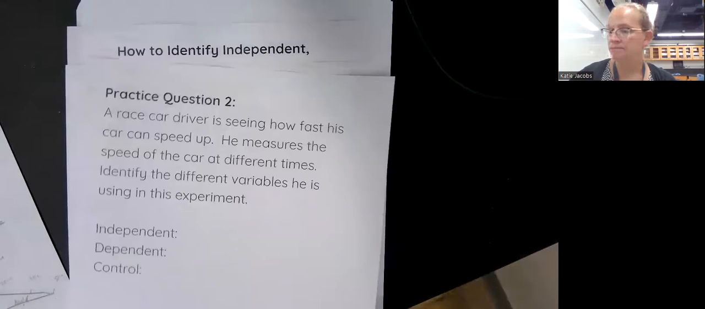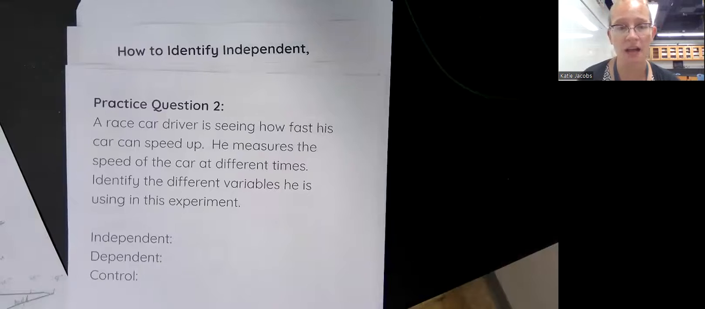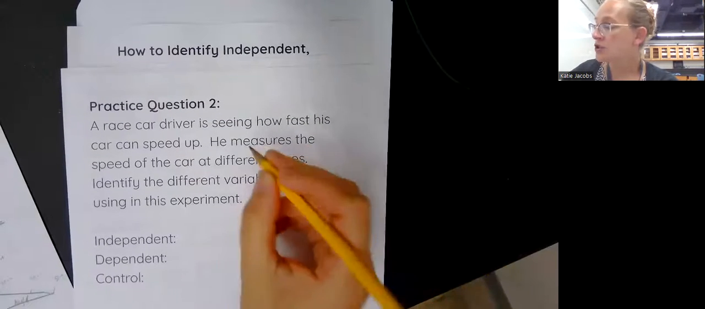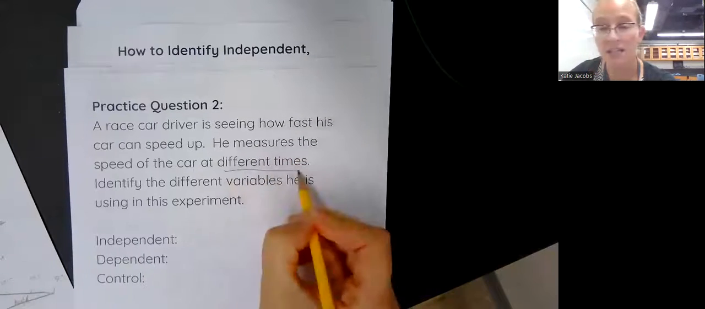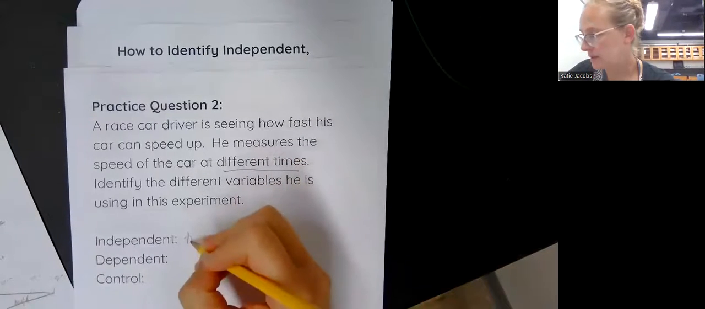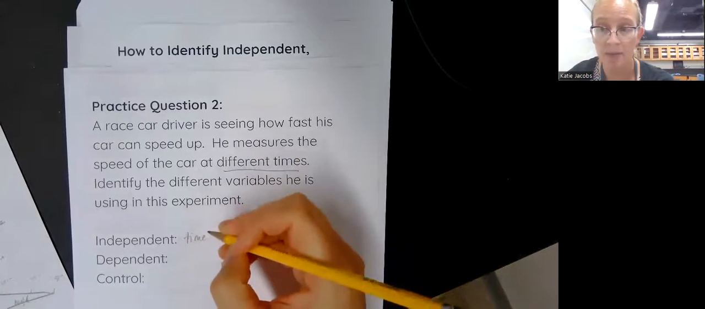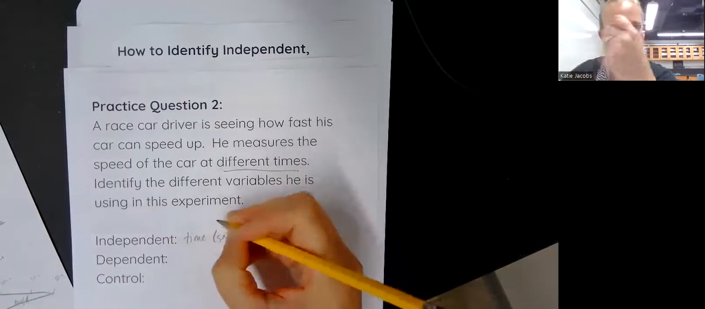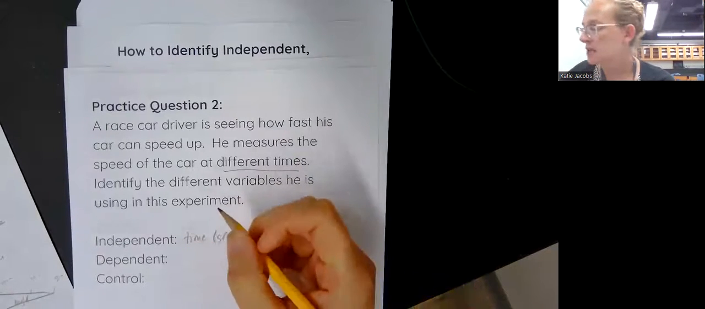Practice question number 2. A race car driver is seeing how fast his car can speed up. He measures the speed of the car at different times. Identify the different variables he is using in this experiment. He is in charge of different times. Time is his independent variable. He's going to select different times, probably in seconds, 5 seconds, 10 seconds, 15 seconds, something like that.